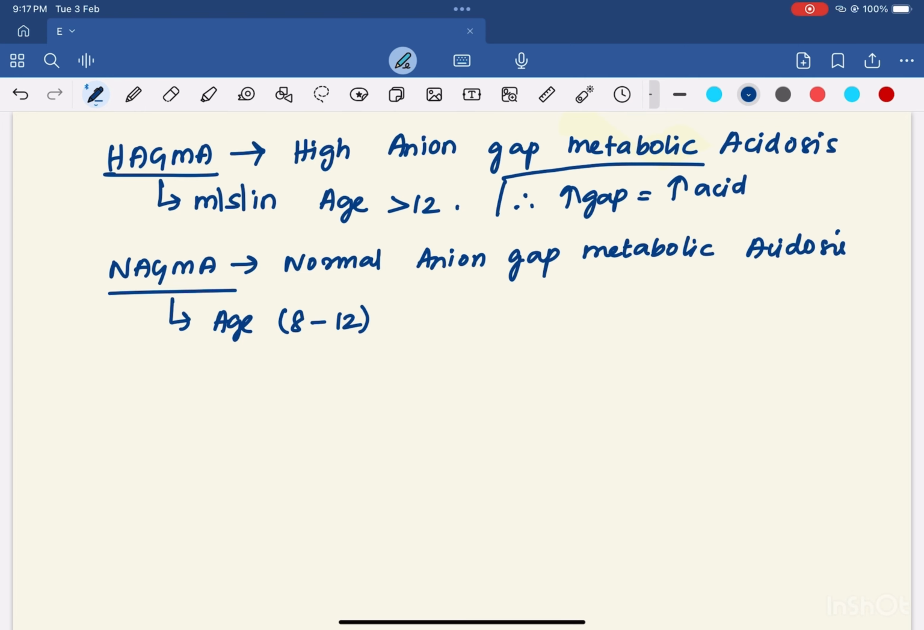Okay. So in HAGMA, high anion gap. In NAGMA, normal anion gap. So normal acid, but bicarbonate is lost somewhere.